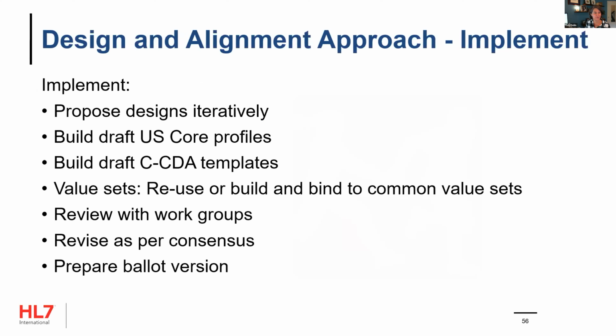And from there, we propose the designs iteratively. Some are straightforward, people have no questions, and they're happy with the designs that are proposed. Other times we have to revisit, and then revisit again in ballot. And we build the draft US Core profiles and CDA templates, as we're doing now, and then in another month or so, we will be submitting to ballot.